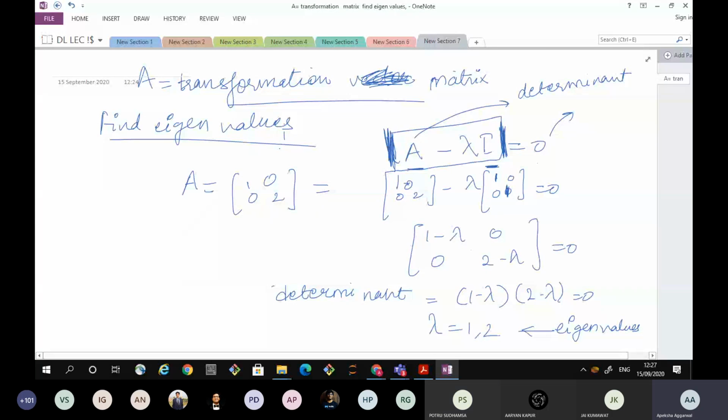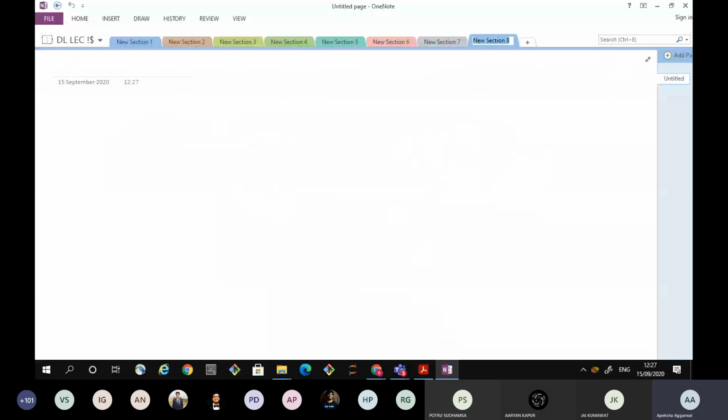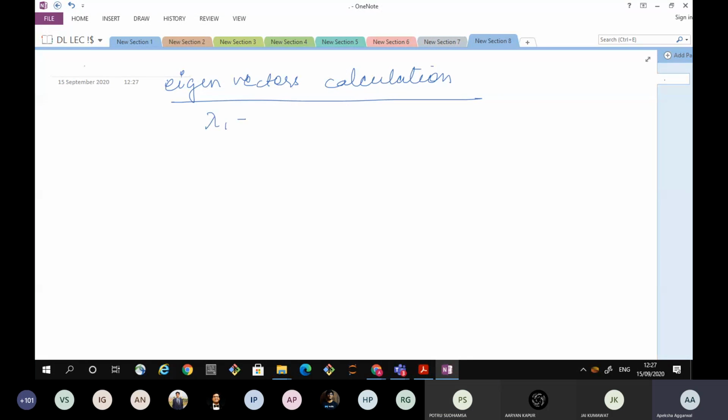Okay, now we have eigenvalues. Now we want to identify the eigenvectors. So whenever we want to identify eigenvectors, calculation. So if we want to calculate the eigenvectors from the eigenvalues, lambda 1 is equal to 1 and lambda 2 is equal to 2. So two eigenvalues we have. From this we want to identify what is our eigenvector. We know that our A, the original matrix, was 1 0 0 2.